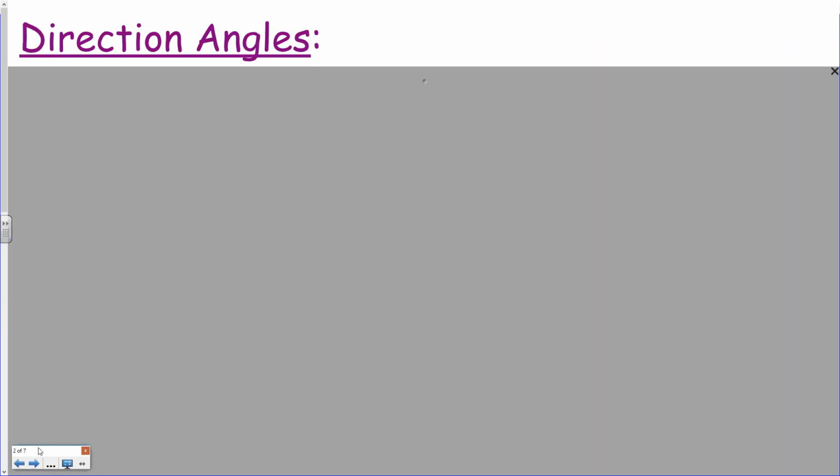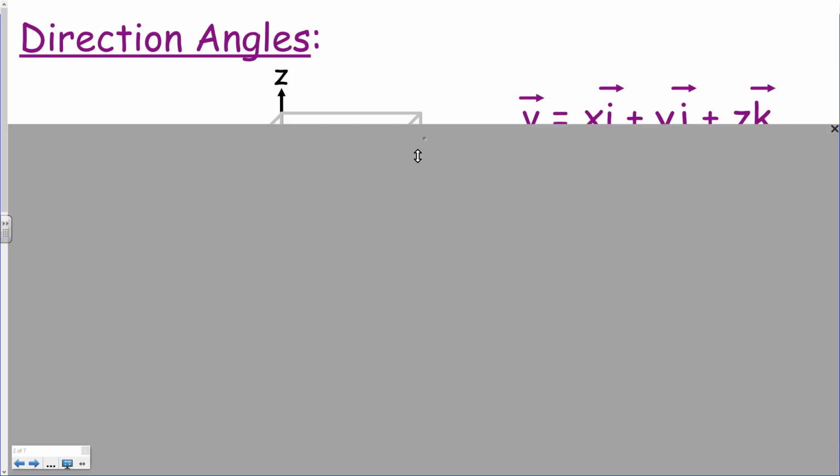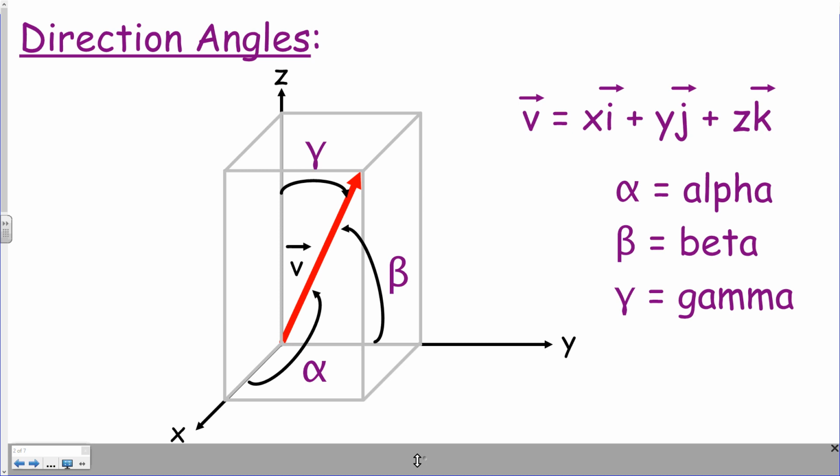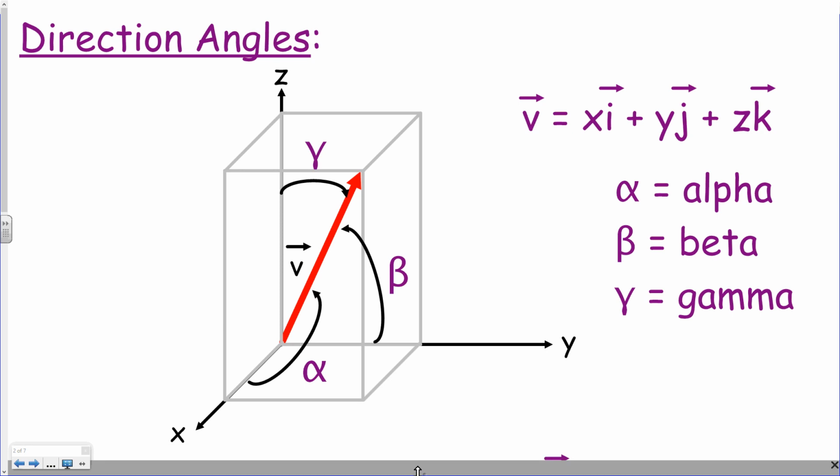All right, so let's start with direction angles. You'll notice first of all that it's plural, which means that we're going to be using more than one angle to define a vector in three-dimensional space, unlike in two-dimensional space where we only use one angle. So let's start with a vector here. I've got a vector marked here in red.